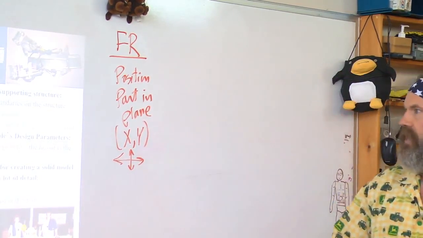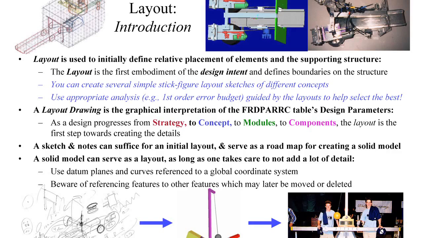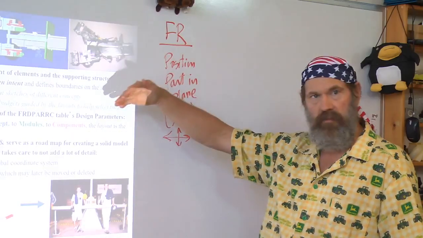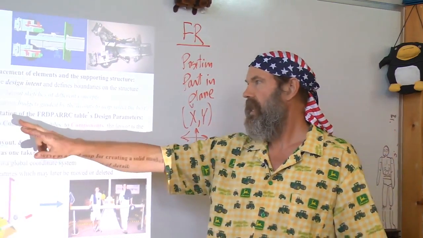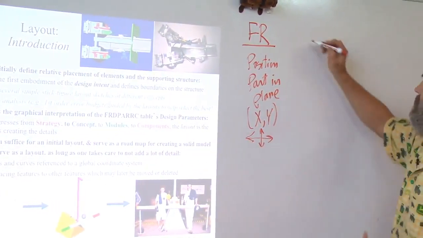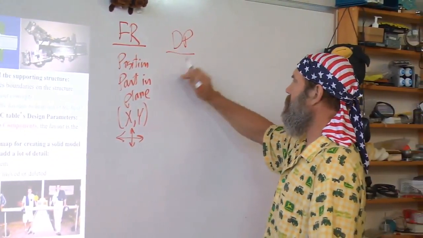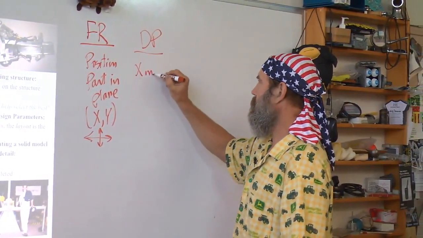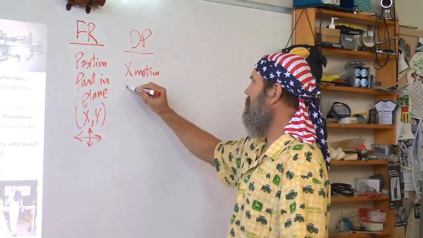And I want to create a layout drawing. The layout drawing is going to be the first embodiment of the design intent. It will define the boundaries on my structure. I'm going to start with stick figure sketches and get into more and more detail. Think of the layout drawing as the graphical intent of the functional requirements and design parameters. Here I'm going to want to have X motion and Y motion.